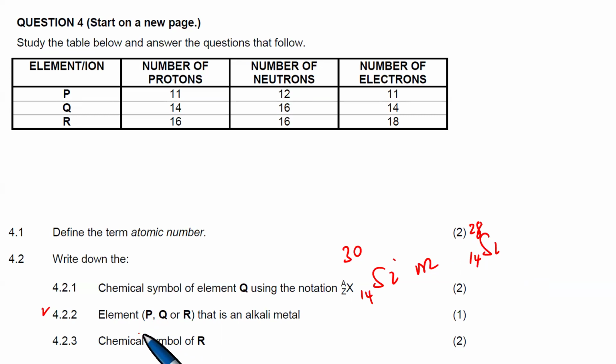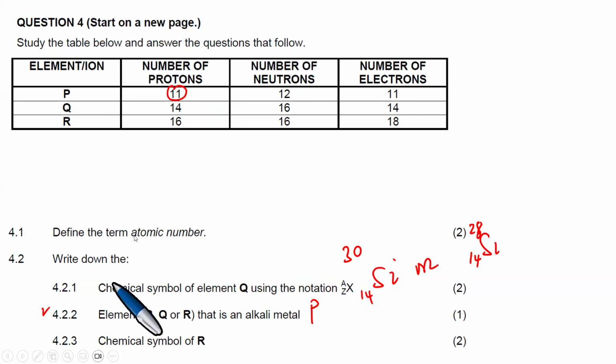Okay, let's look at this one. So is it PQR that is an alkali metal? Let us look at that one. In 4.2.2, the element that is an alkali metal here, you need to look at that very carefully, is the element P. That is an alkali metal. And now the element P with 11 protons. You can write the element P, so the P is an alkali metal.